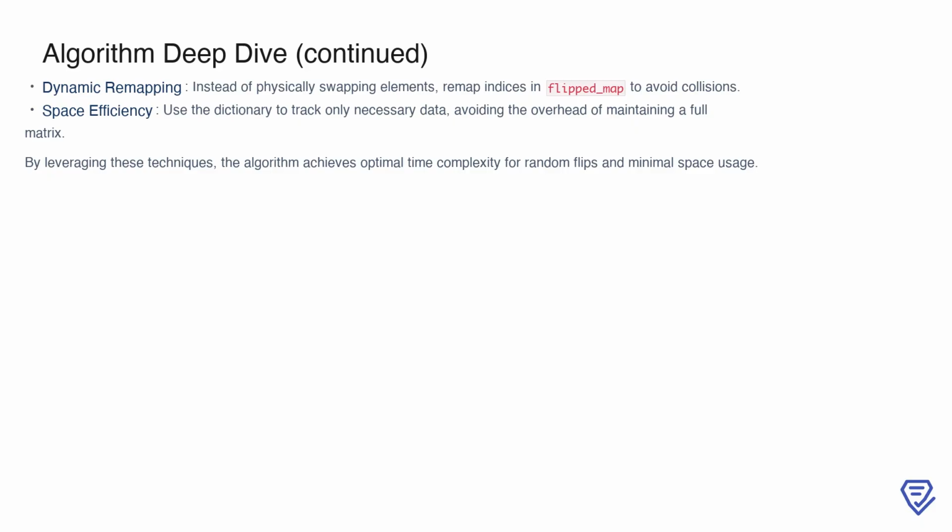Additionally, by leveraging the dictionary flipped_map, we store only essential data, significantly reducing space usage compared to managing a full matrix. Altogether, these optimizations enable the algorithm to achieve constant time complexity for random flips and minimal space complexity, scaling well even for large matrices. The combination of dynamic remapping, space efficiency, and uniform randomness ensures that the solution is not only correct but also highly performant. This makes it a powerful approach for solving the random flip matrix problem in both theory and practice.